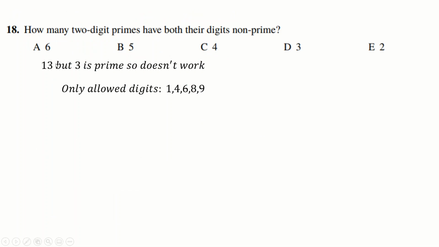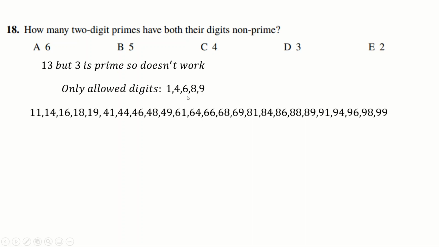Okay, how many two-digit primes have both their digits not prime? Well, just to give you an example here, 13 is prime, but 3 is prime as well, so this isn't one of the things that they're looking for. They want two-digit primes where both digits are not prime. Now, the only allowed digits, therefore, are 1, 4, 6, 8, and 9, because 2 and 3 are prime, so is 5, so is 7. So I'm only allowed to use numbers that use these digits, and they have to be 2 digits long.